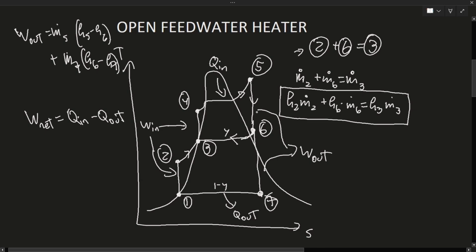Part of the mass is being extracted into the heater, so it's a little harder, so they use this equation generally. And for Q out, you have to take into consideration the mass flow rate. So it's equal to 1 minus y times the total mass flow rate times the delta H, H7 minus H1, and that's your open feed water heater.